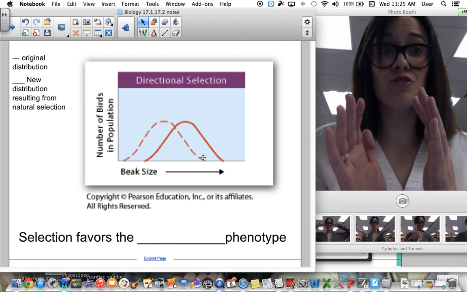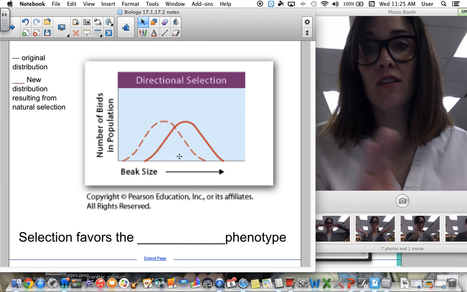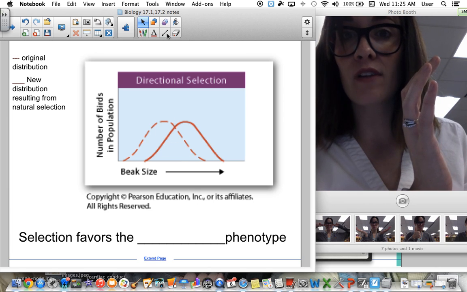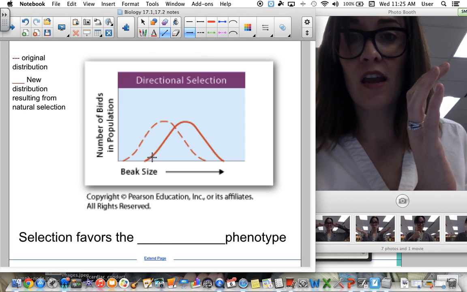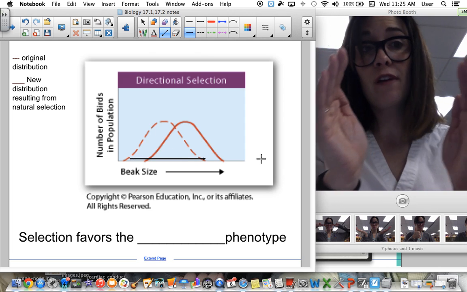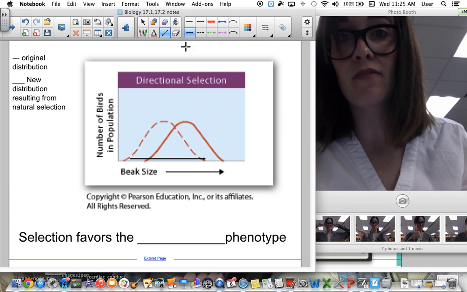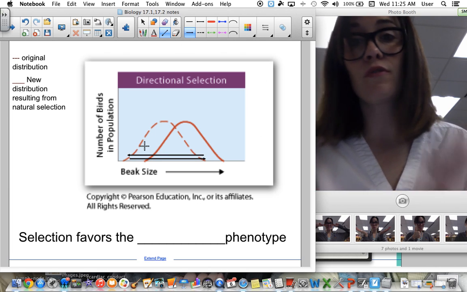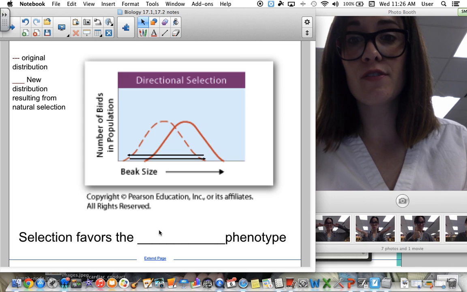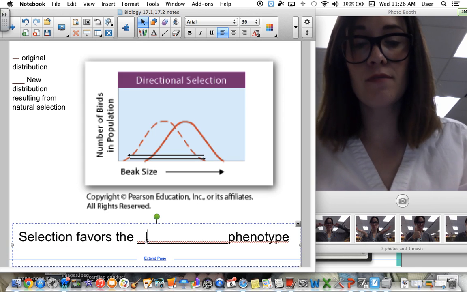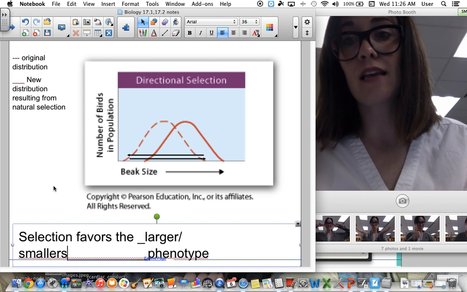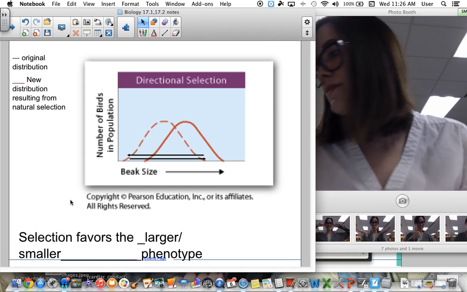It moves in a direction. Either it will favor the larger phenotype, and thus move the curve to the right. We can draw an arrow. You can see it's physically moving to the right. Or it could favor the smaller phenotype, and in that case, the bell curve would move to the left. So it favors the larger or smaller phenotype. In this example, it is the larger phenotype.